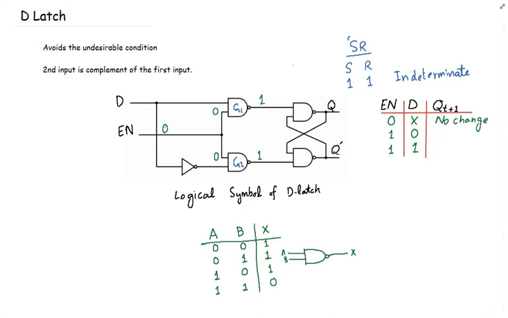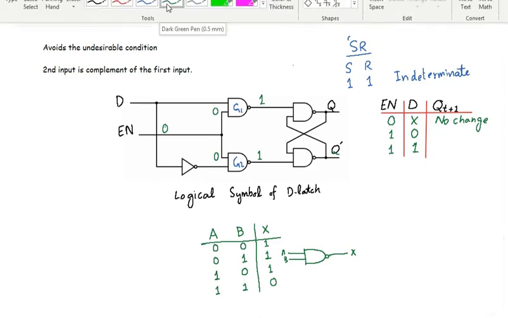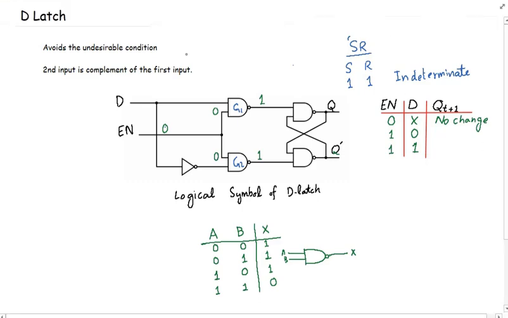Now let us apply a high pulse to the enable input, we get a 1. So now we have a 1 input here and a 1 input here. Now the output of these gates will always depend on the input D.